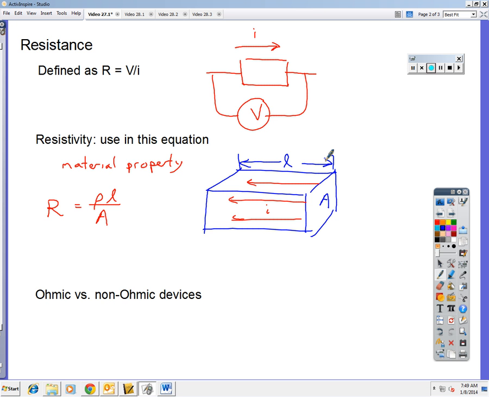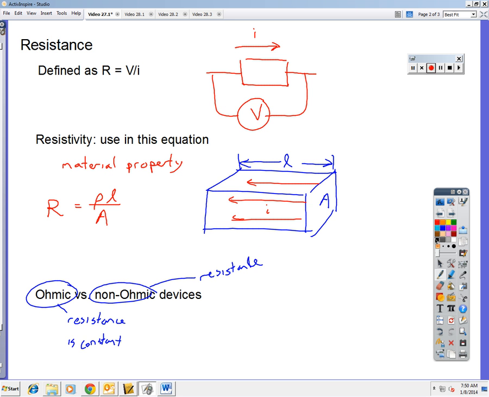And then the last thing associated with resistance is the difference between ohmic and non-ohmic devices. For ohmic devices, which means resistors mainly, the resistance is constant. In other words, the V over I ratio is the same for every value of V and I. Non-ohmic devices, which includes basically everything that's interesting, diodes, light bulbs, transistors, have a non-constant resistance.